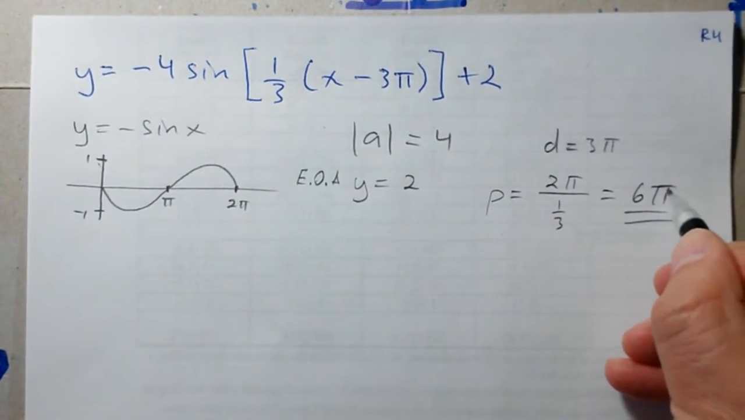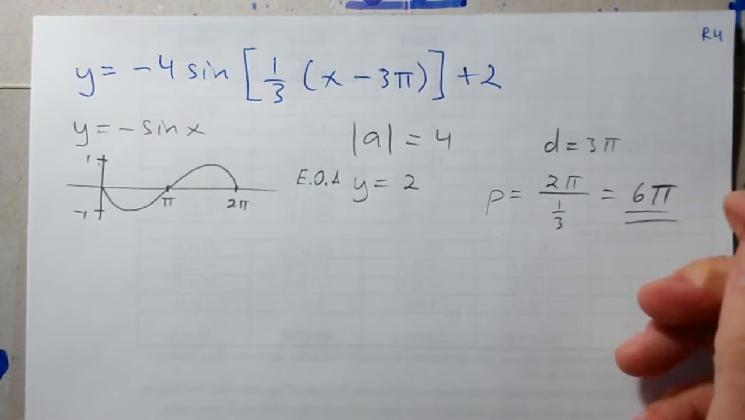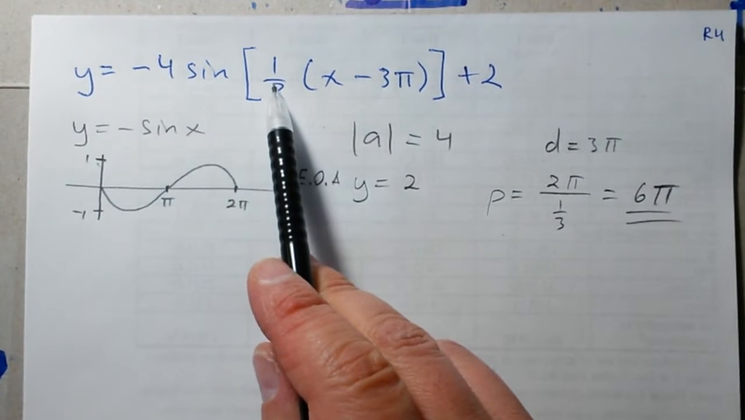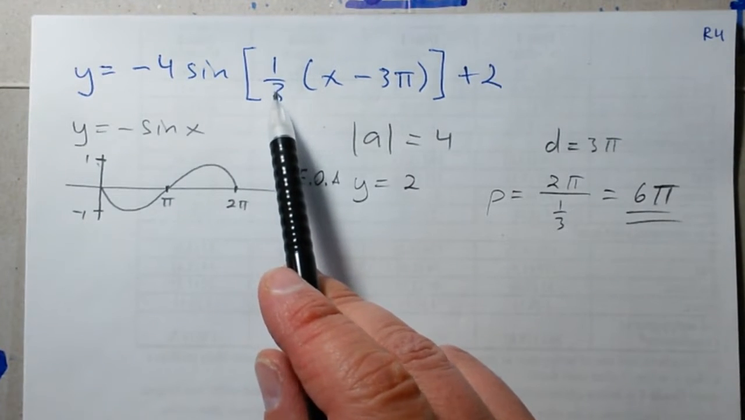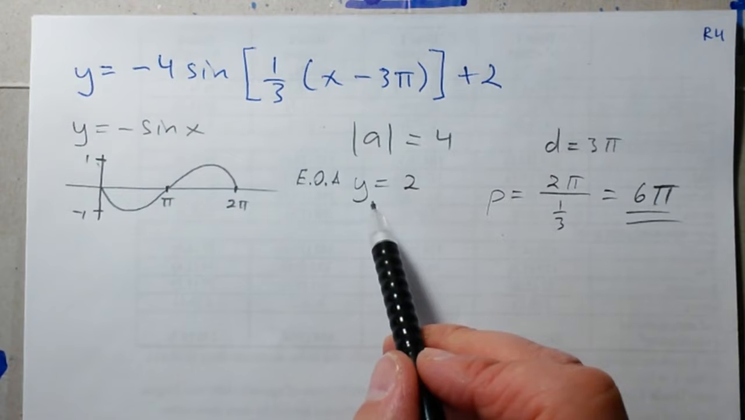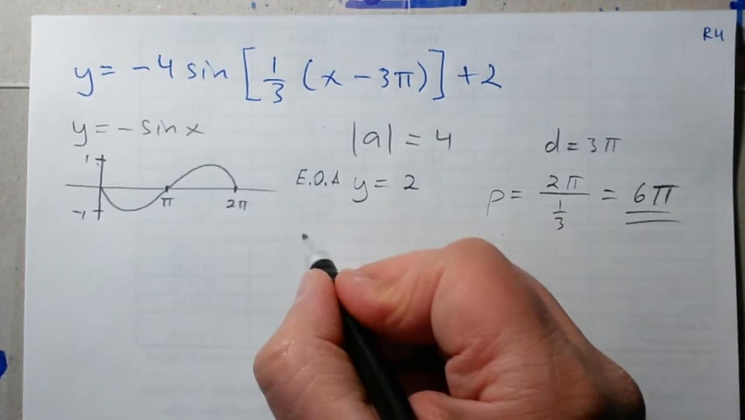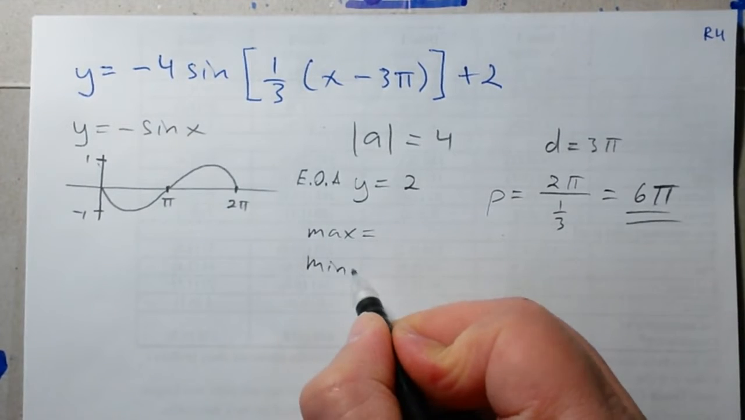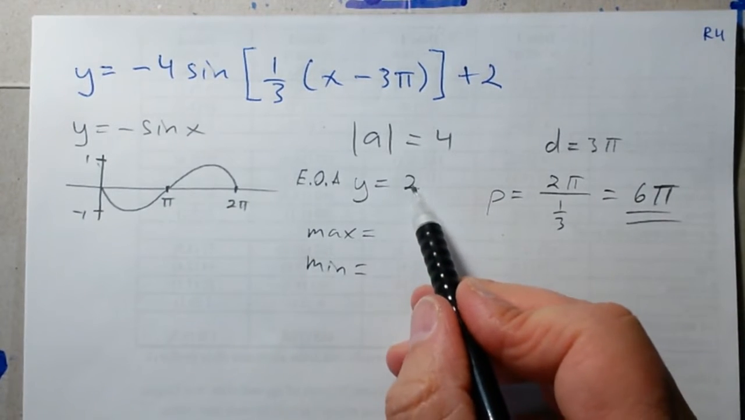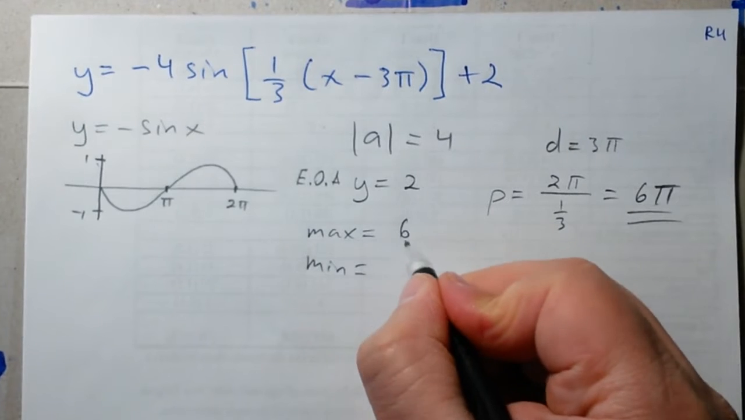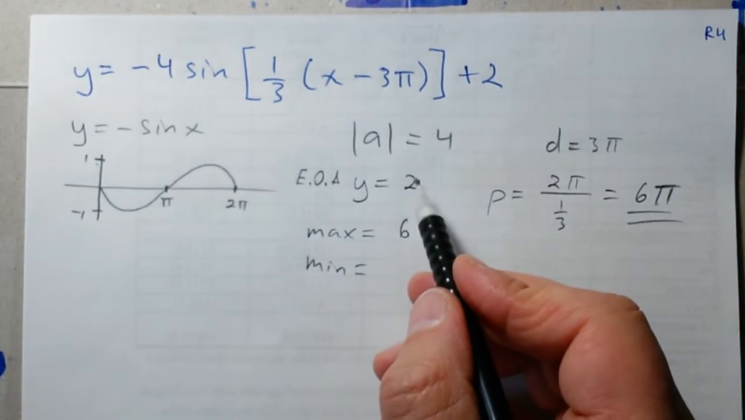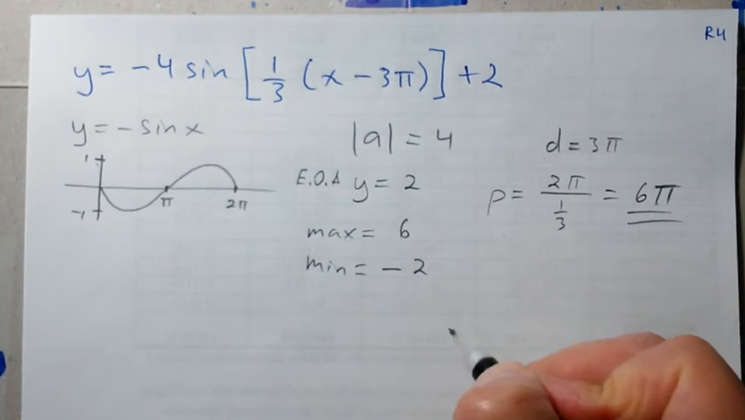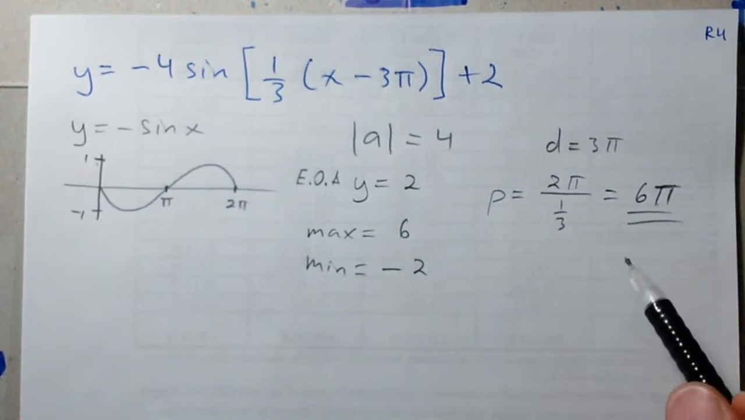Okay, now maybe it's unusual that the period is longer. Usually it's shortened, but this time there's a horizontal stretch by a factor of 3. Okay, and we need to find the maximum and the minimum value. What's the maximum value? What's the minimum value? The maximum value will be c plus a, so 6, and the minimum value will be c minus a, which is -2. Okay, now we've got everything. So let's start sketching it.